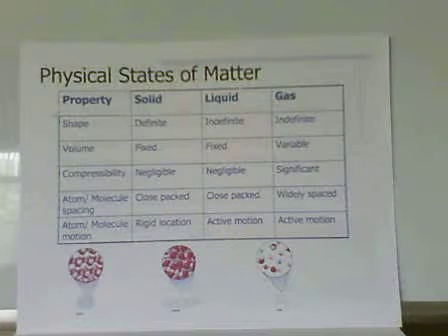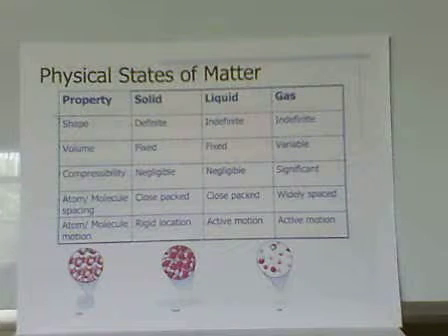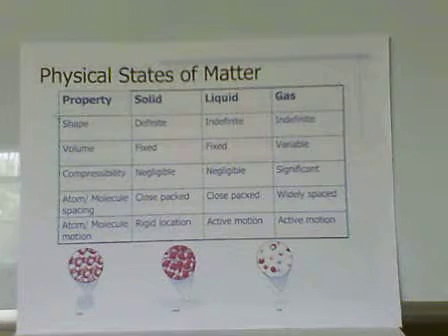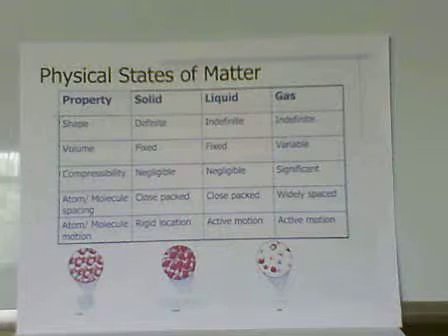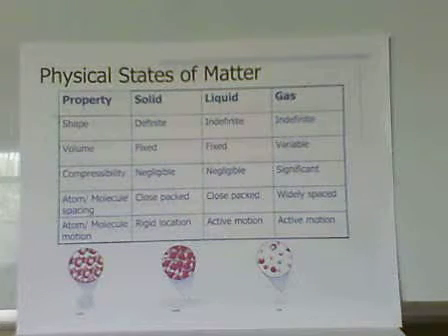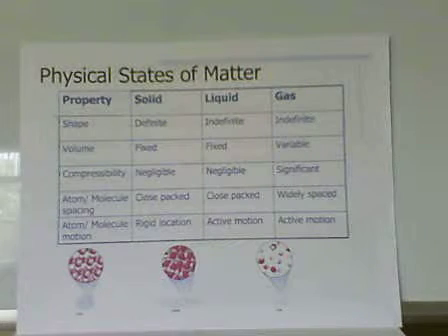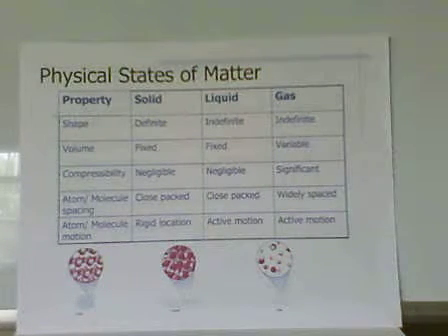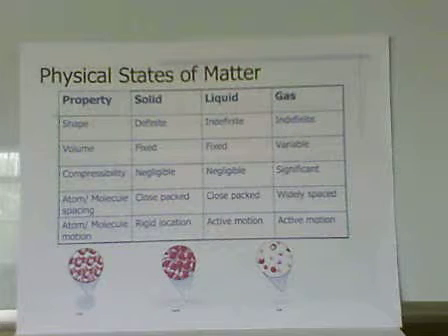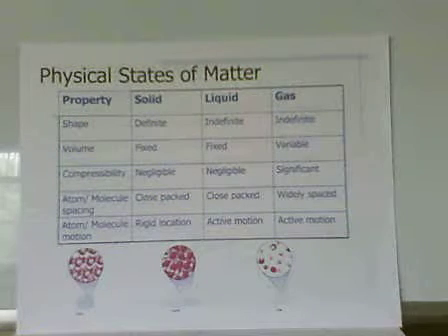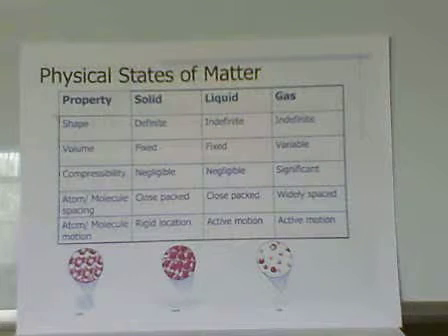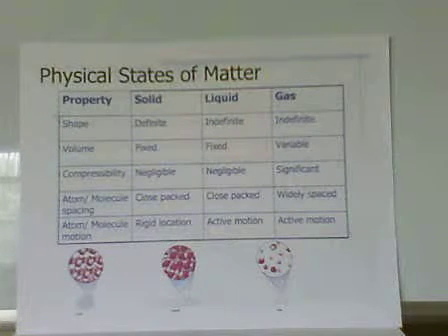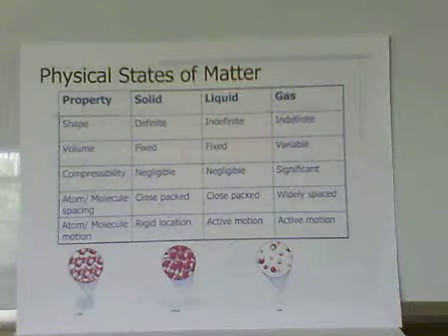So for solids, we have a definite shape with a fixed volume and a negligible compressibility. Of course, volume and compressibility go together. So compressibility has to be negligible for volume to be fixed. These properties result because the atoms and molecules of the solids are close packed. They're adjacent to each other. They're right up against each other. There's no room to push them closer together.